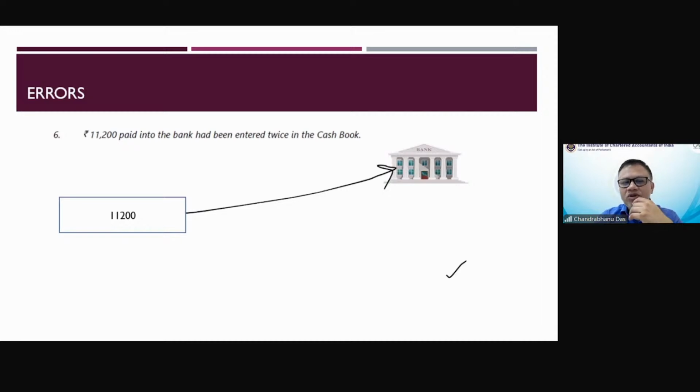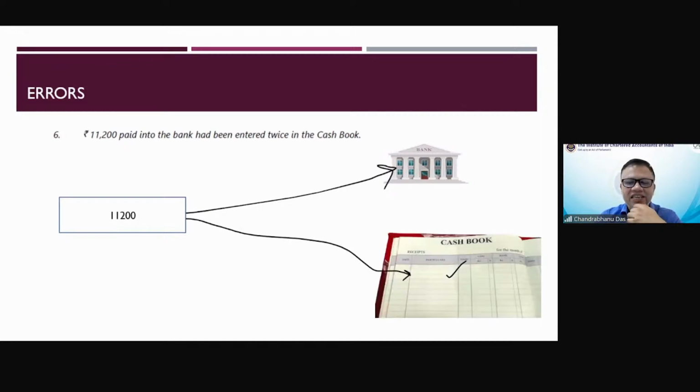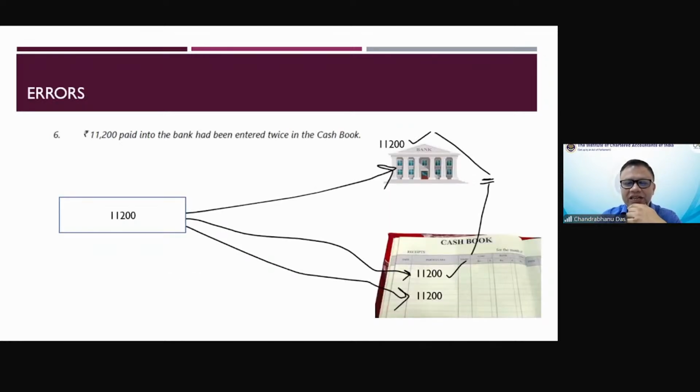Now 11,200 paid into the bank has been entered twice in the cash book, which means it has been recorded twice. You have to nullify the duplicate and take only one 11,200. So once it has been paid into the bank, it has again been recorded in the cash book, and since it is recorded twice, you have to take only one entry.